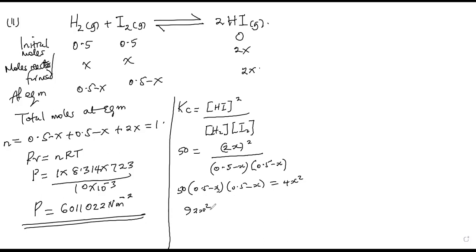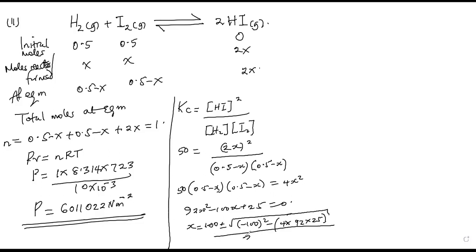So this equation will reduce to 92x squared minus 100x plus 25, giving 0. So the value of x is minus b, so it will be 100 plus or minus the square root of b squared, which is negative 100 squared, minus 4 times a, which is 92, times c, which is 25. Then everything is divided by 2a, which will be 2 times 92.